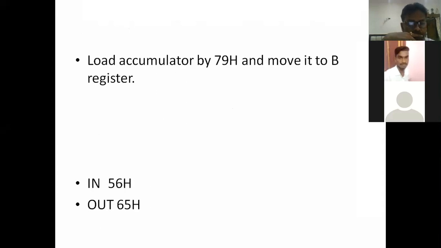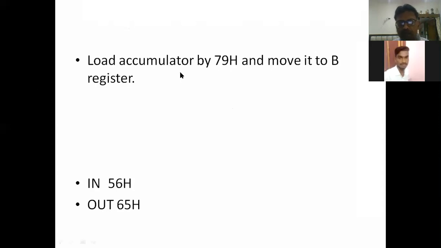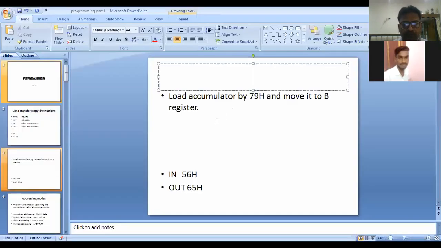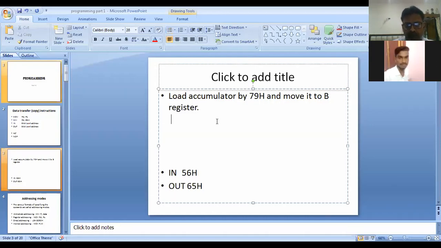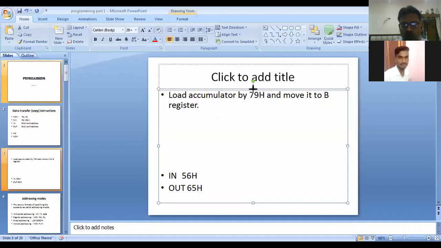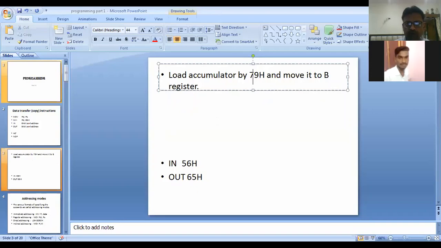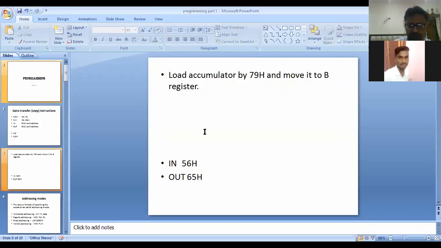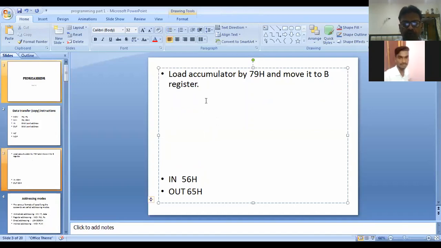So let us have an example of that. Suppose we have a problem saying that load the accumulator with 79H and move it to the B register. So what will be the program for that? I'm writing the program. First of all, we have to load the accumulator with 79. So we will write the instruction MVI A, 79H. This instruction will copy 79H into the accumulator.